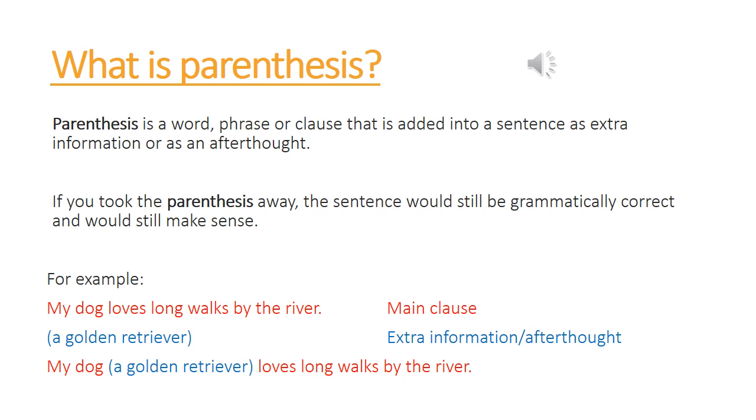In the sentence on your screen now, you can see my main clause. My dog loves long walks by the river. The parenthesis has been placed in the middle of the sentence after the subject of my sentence, dog, as that's what it's giving more information about. You could think about it as a sandwich. The parenthesis here is the filling that goes between the two slices of bread.